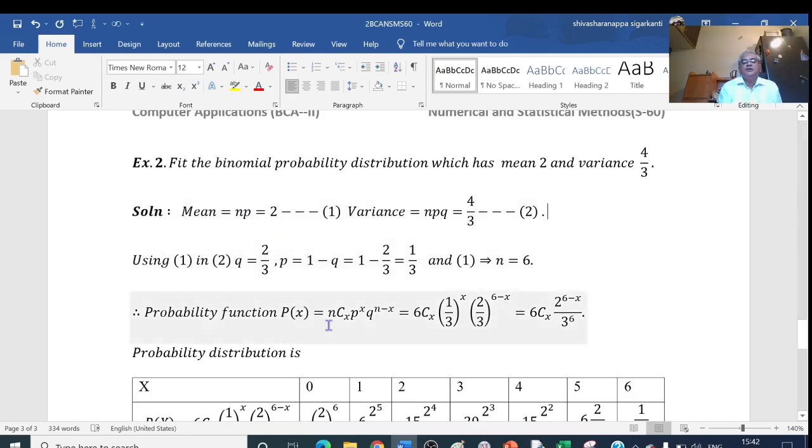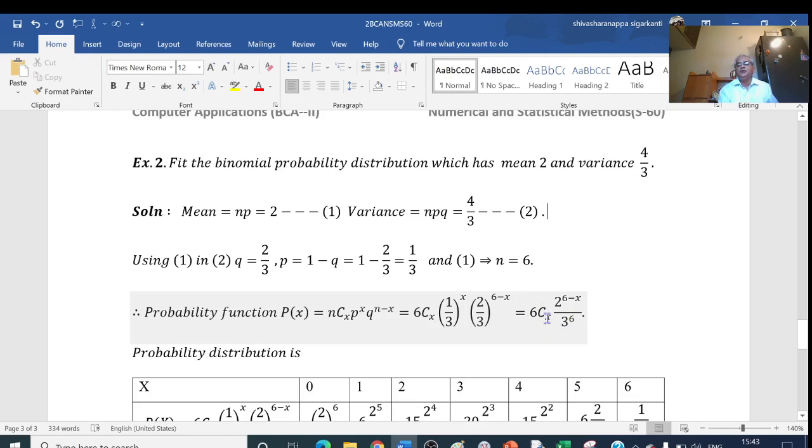And the probability function is given by nCx p raised to x into q to the power of n minus x. This is equal to n is 6, 6Cx into p is 1 by 3 to the power of x into q is 2 by 3 to the power of n minus x, 6 minus x. This is equal to 6Cx into 1 to the power of x is only 1 itself. Here 2 raised to 6 minus x. And in the denominator we have 3 power of x, 3 power of 6 minus x. Using index laws we can write 3 to the power of x plus 6 minus x. x gets cancelled. I am getting 3 to the power of 6 in the denominator.